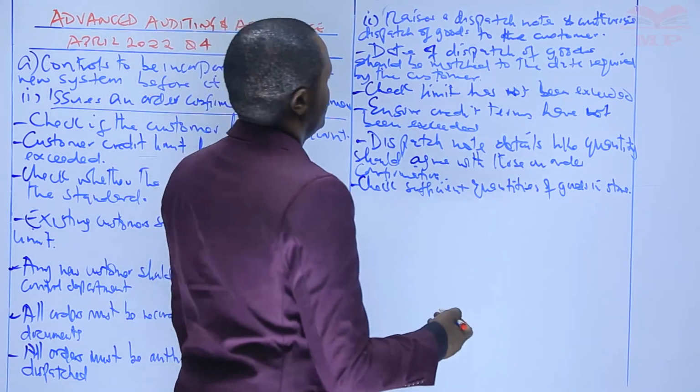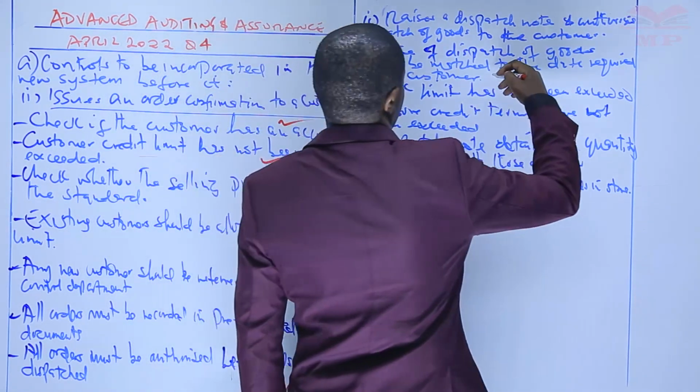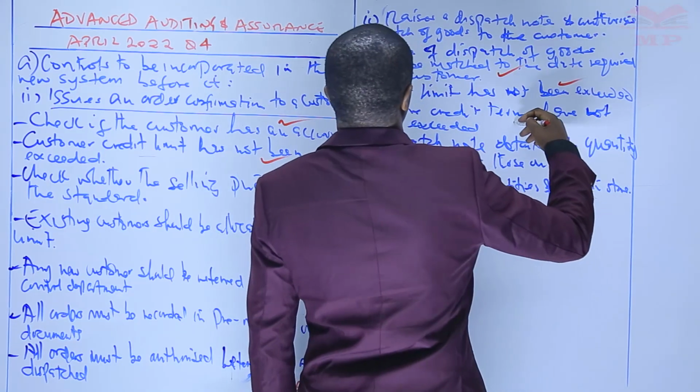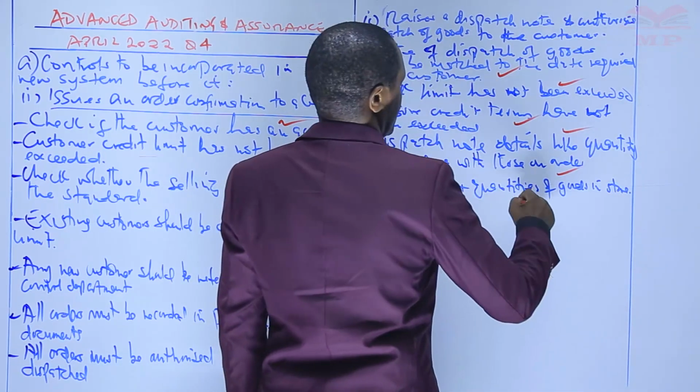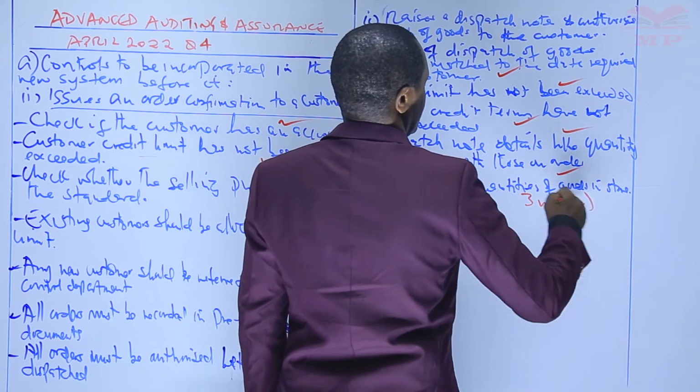So candidates were to give just 3 to earn 3 marks. 1, 2, 3, 4, 5. Any 3 marks.